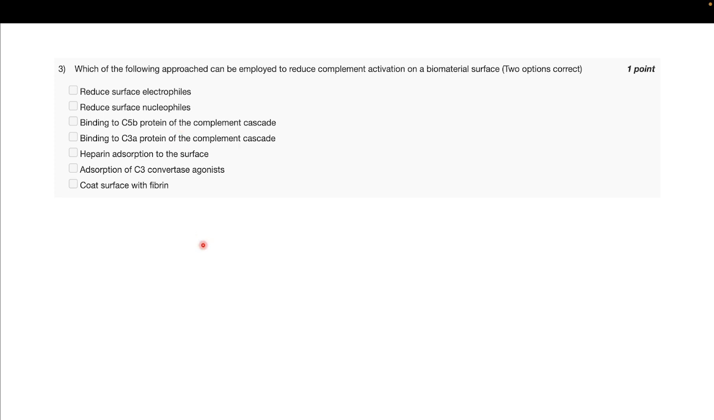Okay, let's look at the next question then. Next is, which of the following approaches can be employed to reduce complement activation on a biomaterial surface? And you have to choose two correct options.